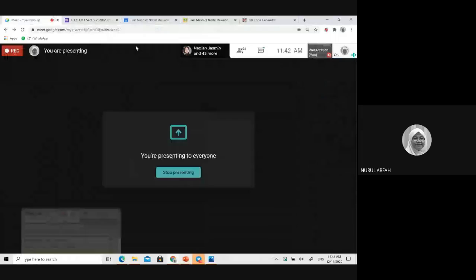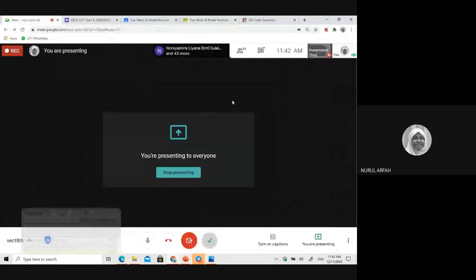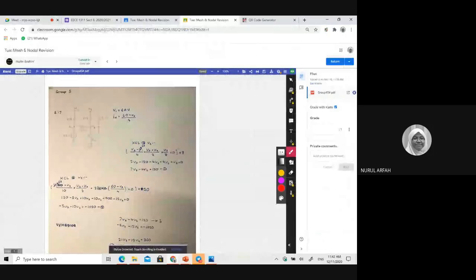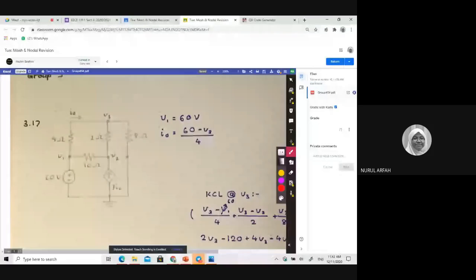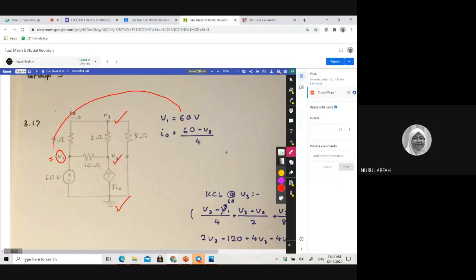Now, if you look at group 5, the question asks you to find using nodal analysis. So there's a reference point. Yes, very good. And then you have a V1 here, then V2, then V3. But what is V1 equal to? This, right? So no need to put V1 here. You just put 60. I know straight away that this is 60. And then you have a current direction. Please do not miss the current direction. Or maybe this one I just follow the I note here.